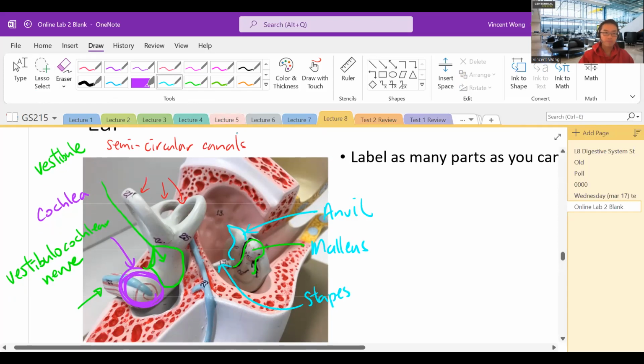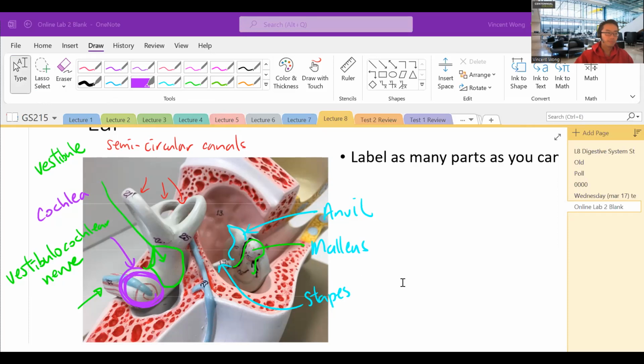Okay, I think those are the major ones that you can label. I mean, you can sort of see the tympanic membrane here, but not really. Is there anything else you guys want me to add? All right.